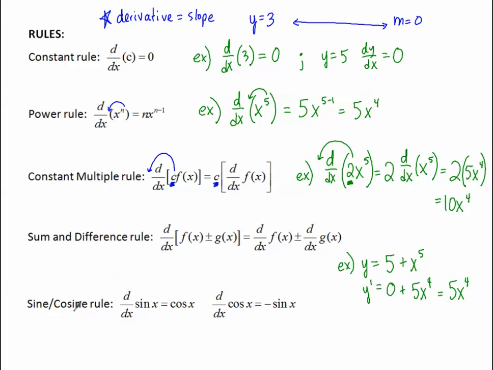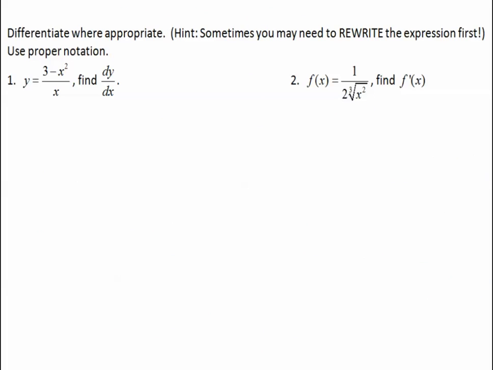And then we've got our sine and cosine rules. The derivative of the sine function is the cosine function, and the derivative of the cosine function is the negative sine function. If you check out their graphs, you'll see that. But memorize these. Let's take a look at some examples. Differentiate where appropriate. Differentiate means take the derivative.